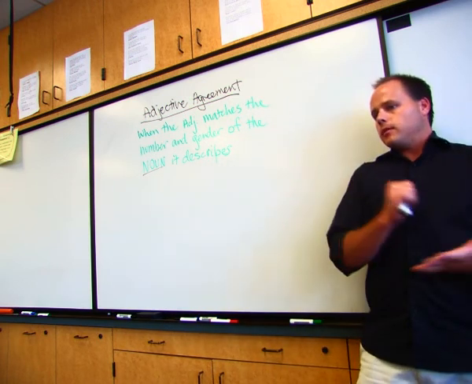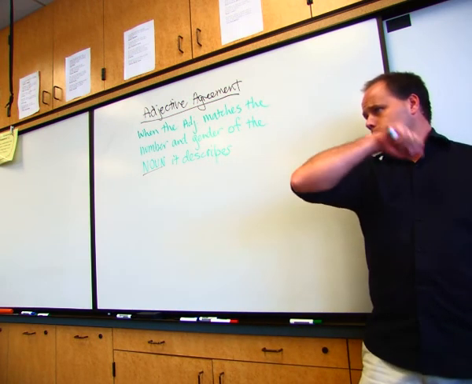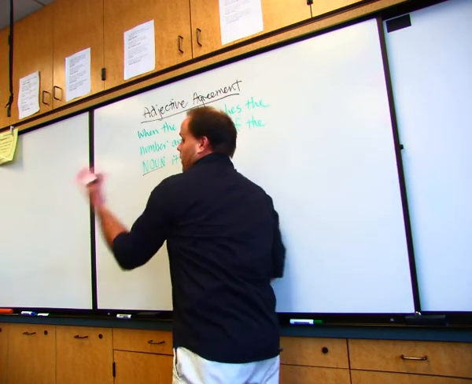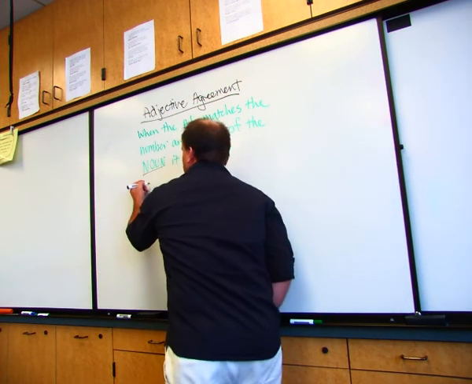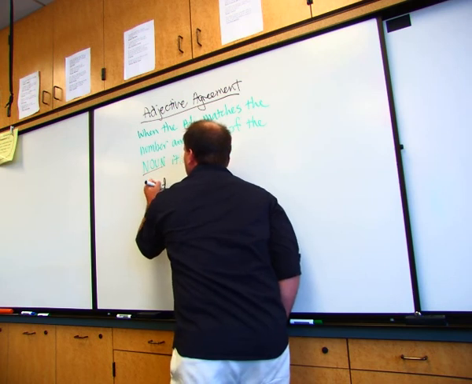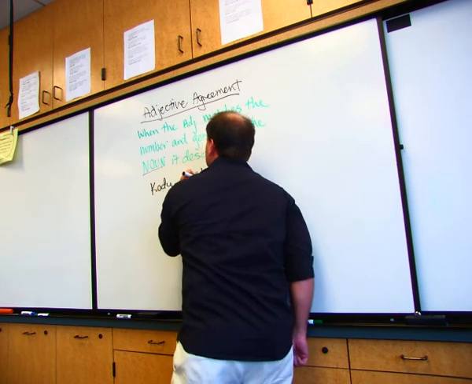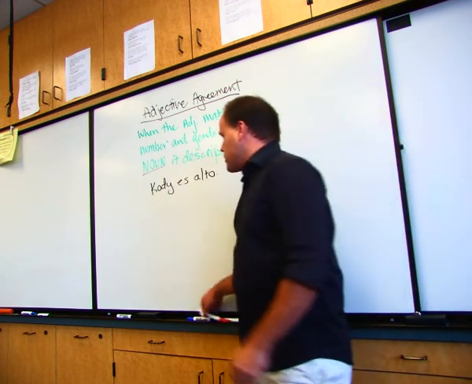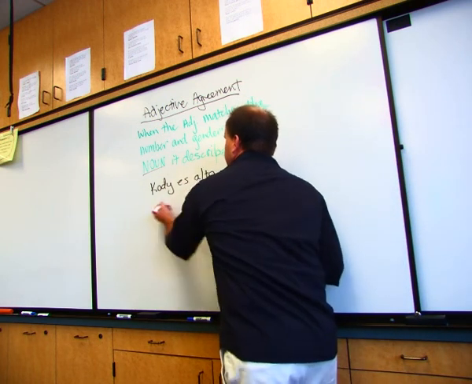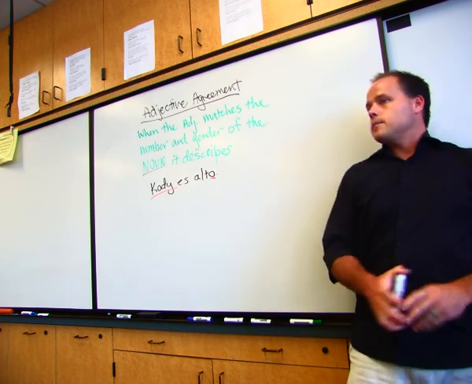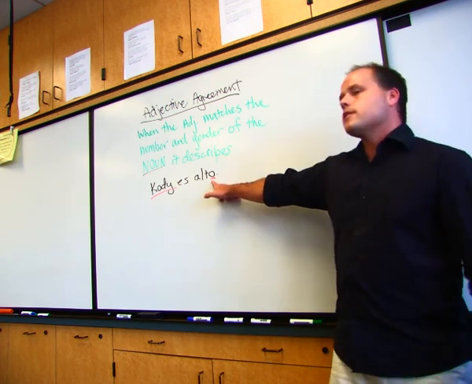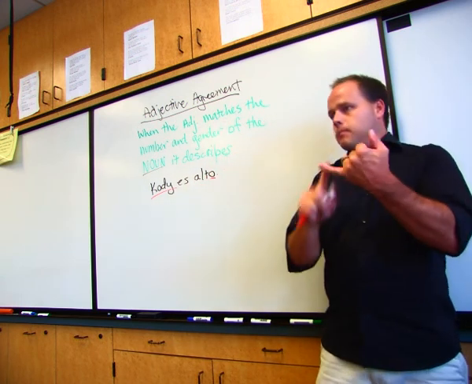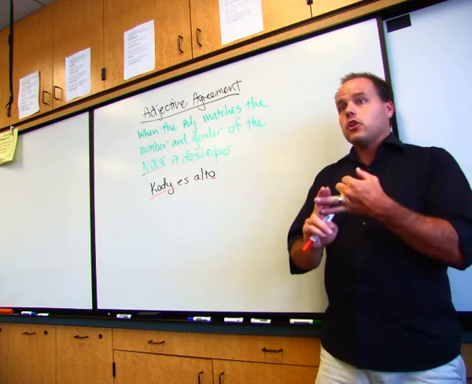So some examples here. Cody, are you a boy? Yeah. Okay. Are you tall? Yeah. Okay. So I'm going to write that. I'm not going to write you're a boy, but that's part of it we need to know. So Cody es alto. In this case, Cody's a boy, we've established that, and he's tall. Because he's a boy, and there's only one of him, this adjective describing him needs to match that, being masculine and singular.